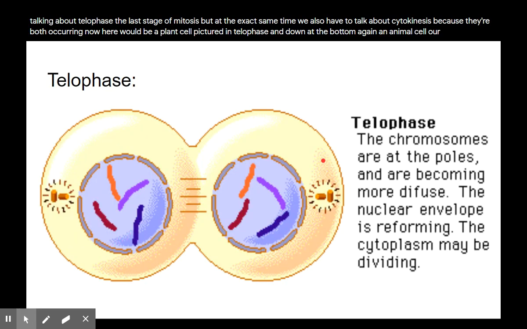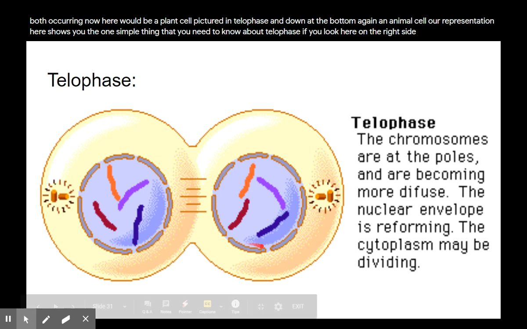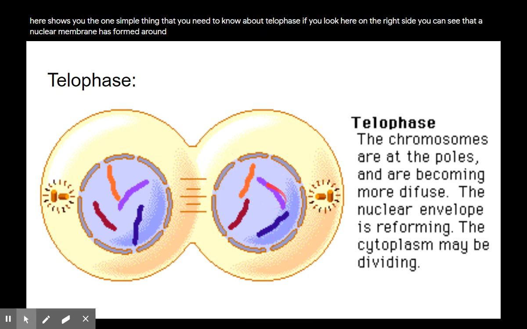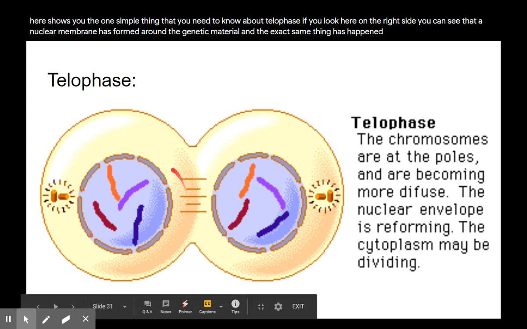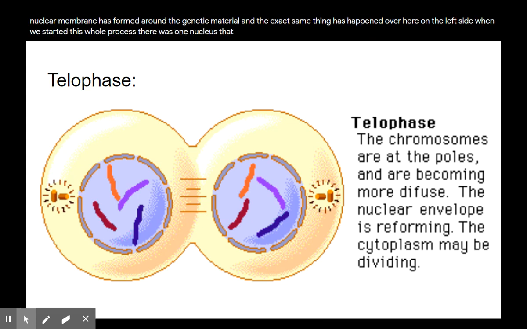Our representation here shows you the one simple thing that you need to know about telophase. If you look here on the right side, you can see that a nuclear membrane has formed around the genetic material, and the exact same thing has happened over here on the left side. When we started this whole process, there was one nucleus that disintegrated, and now you have two nuclei reforming. That's it. That's all of telophase.